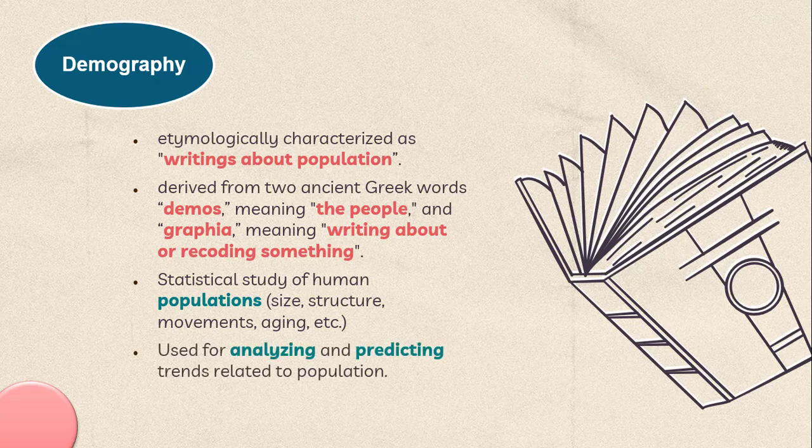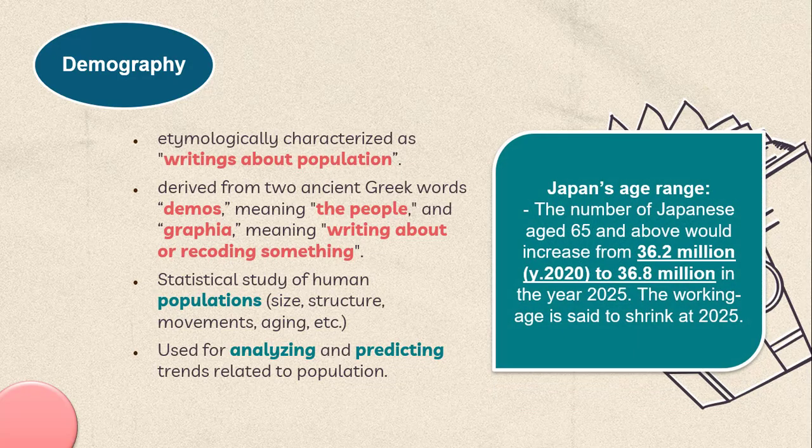This is used for analyzing social, cultural, and economic trends related to population. For example, according to a forecast made by the Statista Research Department in the year 2017 about Japan's age range, the number of Japanese people aged 65 and above would increase from 36.2 million in the year 2020 to 36.8 million in the year 2025. The working age population at the same time period is said to shrink.